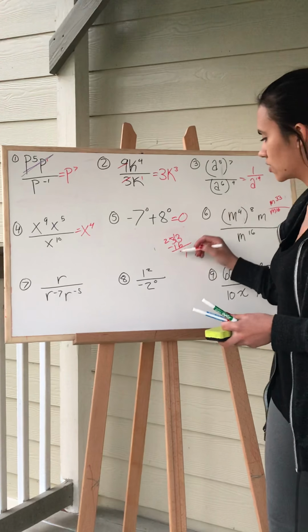I don't know why that one was such a weird one for me. Okay. I don't know how to multiply and I don't know how to subtract. Okay. So m to the 17th power is our final answer. Equals m to the 17th power.